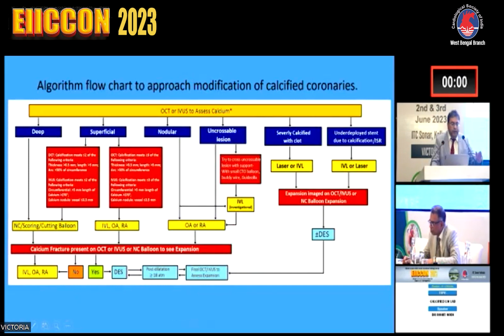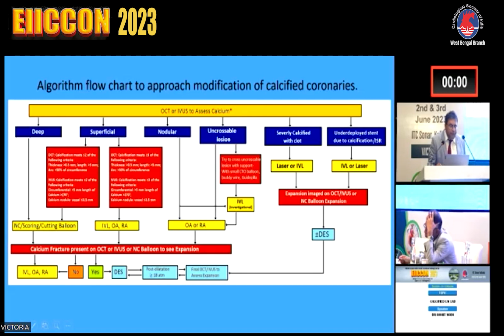How we approach the modification. This was a modification given by me in the Journal of the American College of Cardiology, which was published. So I'll slightly emphasize some time on this slide. Once we have to deal with the calcium, we do imaging with either OCT or IVUS to assess the calcium. First, we assess whether it is mild, moderate, or severe. Then we can see whether it is deep, whether it is superficial, whether it is nodular or an uncrossable lesion.